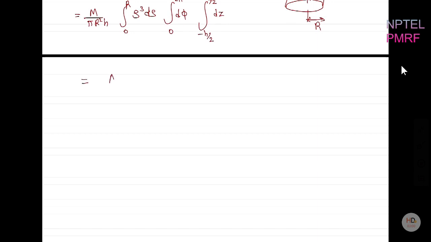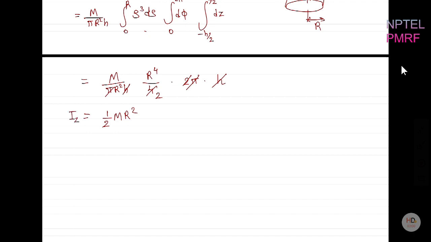Okay. So m over pi r square h, this integral is r to the power 4 upon 4. This is 2 pi times h, and this h gets cancelled. This 2 gets cancelled with 4. So you have half m r square. Okay. Pi's also get cancelled.